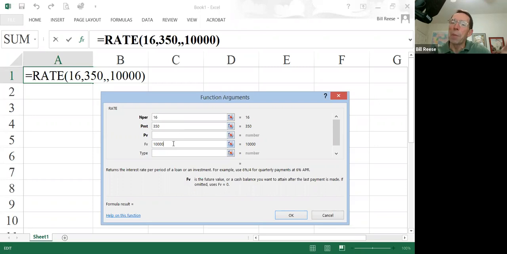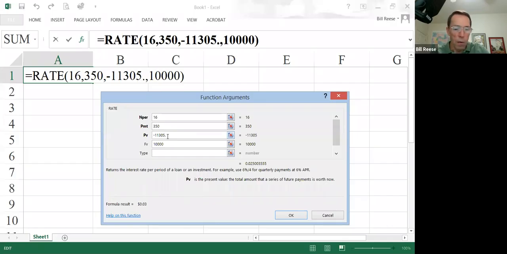Now, here's the thing. The price has to be put in as the opposite number, because if you're buying the bond, you are paying out the price, and then you are receiving the coupon payments and the face value. So we're going to put in the price of the bond as a negative $11,305.50.